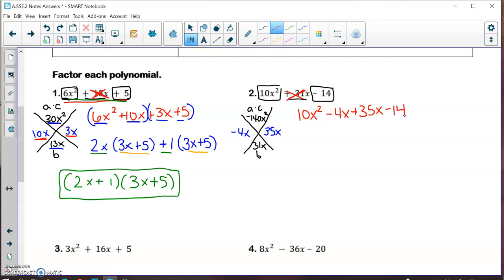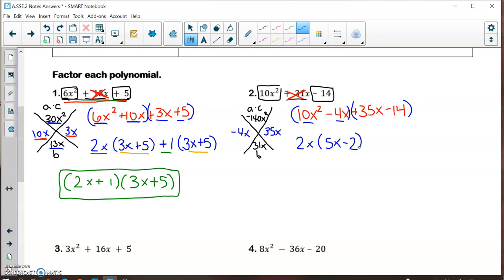It does not matter which order you put that negative 4x and that 35x in, but now I have a polynomial with 4 terms, and we know that the grouping method is how we factor a polynomial with 4 terms. So grouping my terms together, my greatest common factor out of a 10x squared and a minus 4x would be a 2x, and I'd be left with a 5x minus 2.